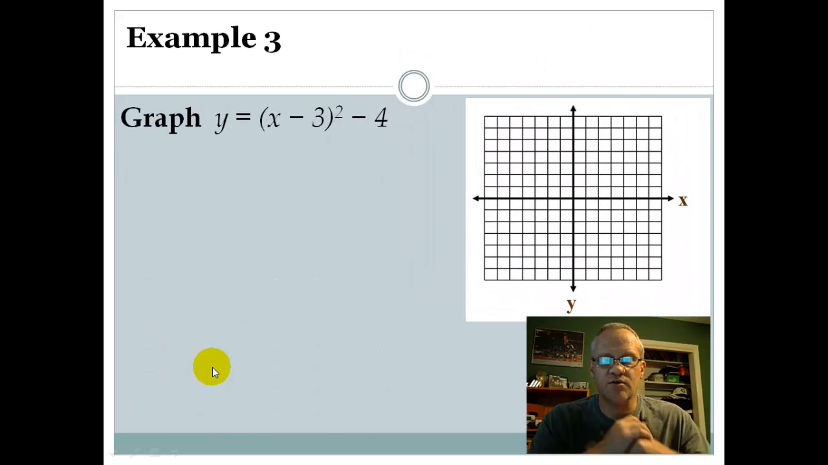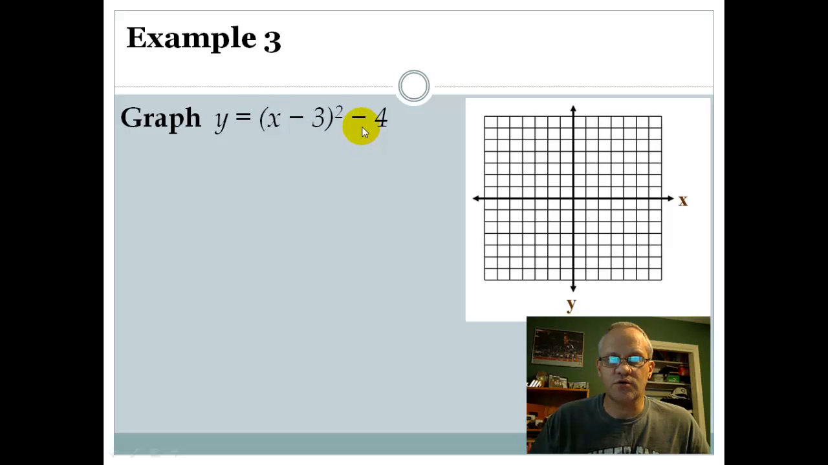Example 3, now we're going to graph this. Now this should look pretty familiar because we've kind of done this before. So this shouldn't be too bad. Remember, when you go to graph these in vertex form like this, this number out here tells you to move up and down from the parent graph. And this number inside here tells you to move left and right from the parent graph. So this one should be pretty easy, especially since there's no number out front here.